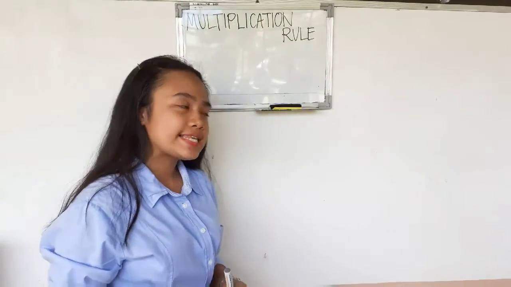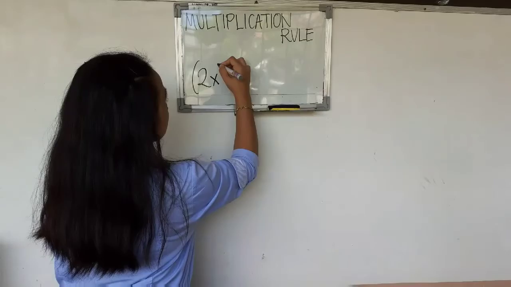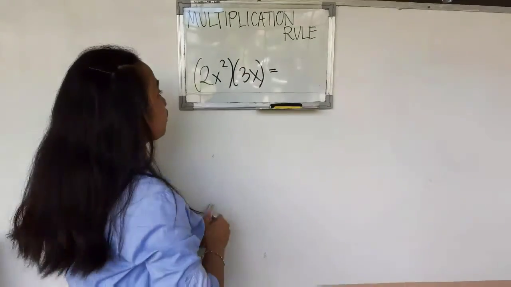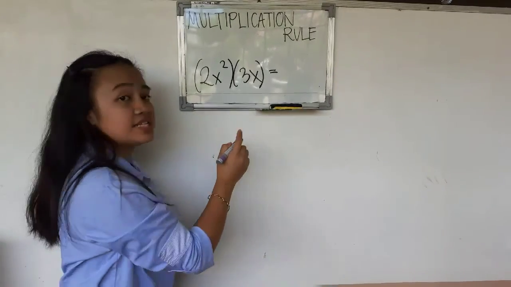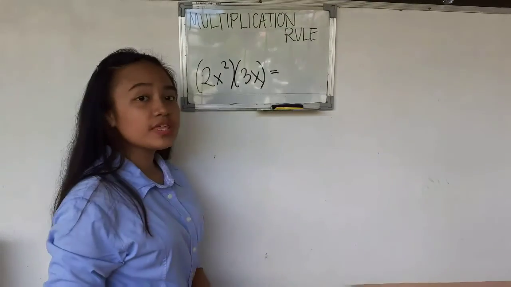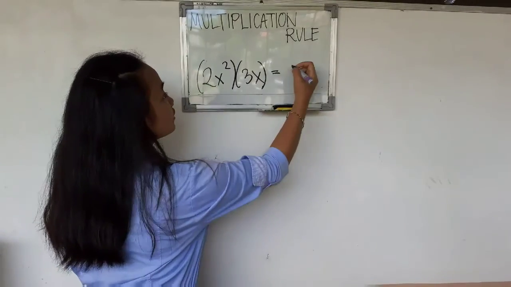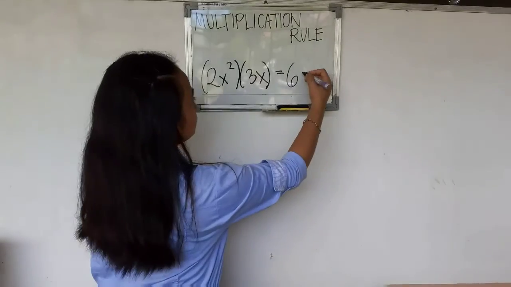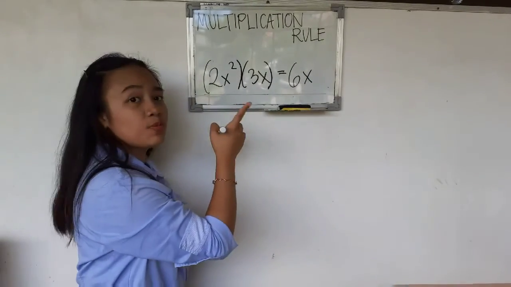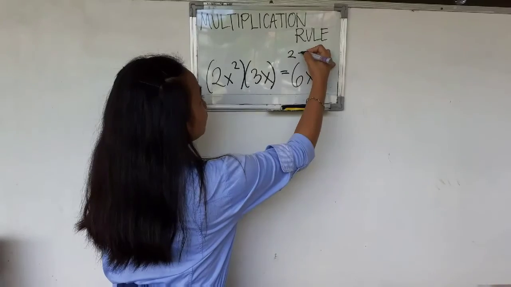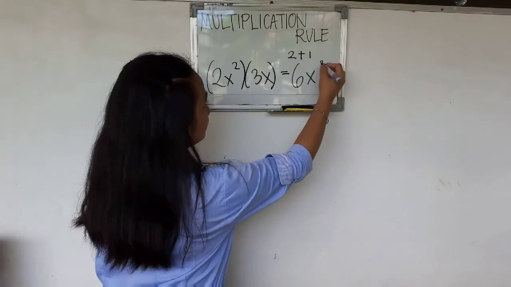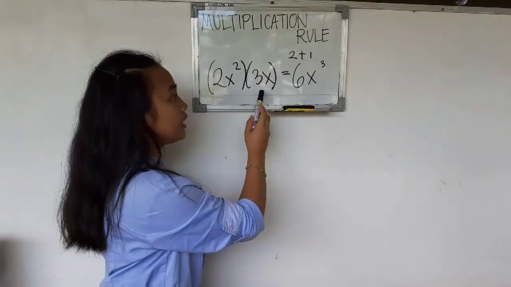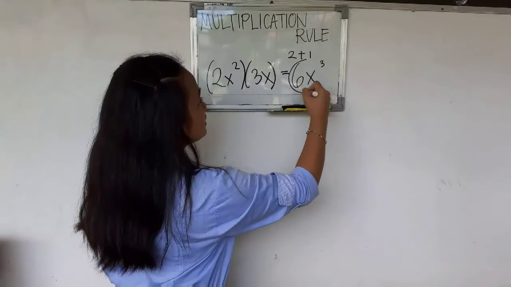For another example, let's have the given 2x squared times 3x. As you can see, they have coefficients 2 and 3, but have the same base, which is x. So for the answer, simply multiply the coefficients 2 and 3, and it will give you 6. Copy the base, which is x. Add the exponents, which are 2 and 1, and it will give you 3. Where did we get the value of 1? We get the value of 1 from the imaginary exponent of 3x, and it will give you the answer of 6x cubed.